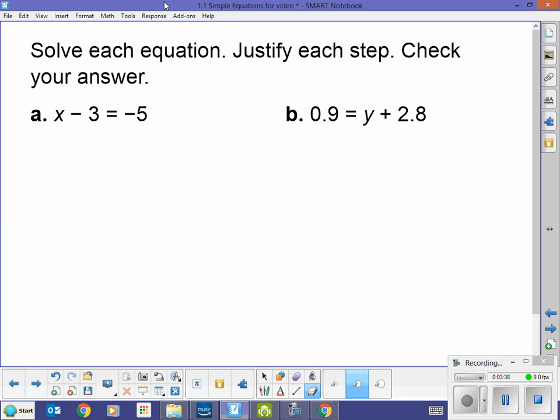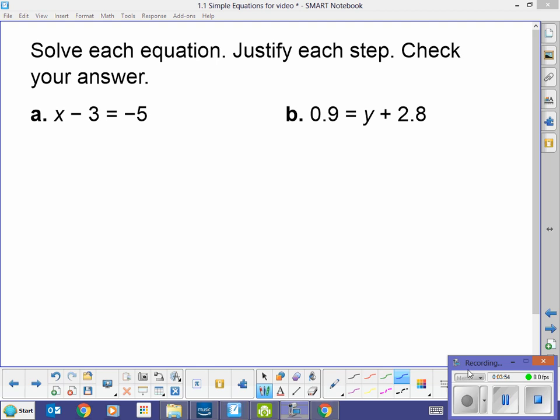The first problem we have here is x minus 3 equals negative 5. Now the idea with all equations is we want to isolate x. Always isolate the variable. In the first case, it's x. The second case will be y. It also says to justify each step, so we need to do that as well.